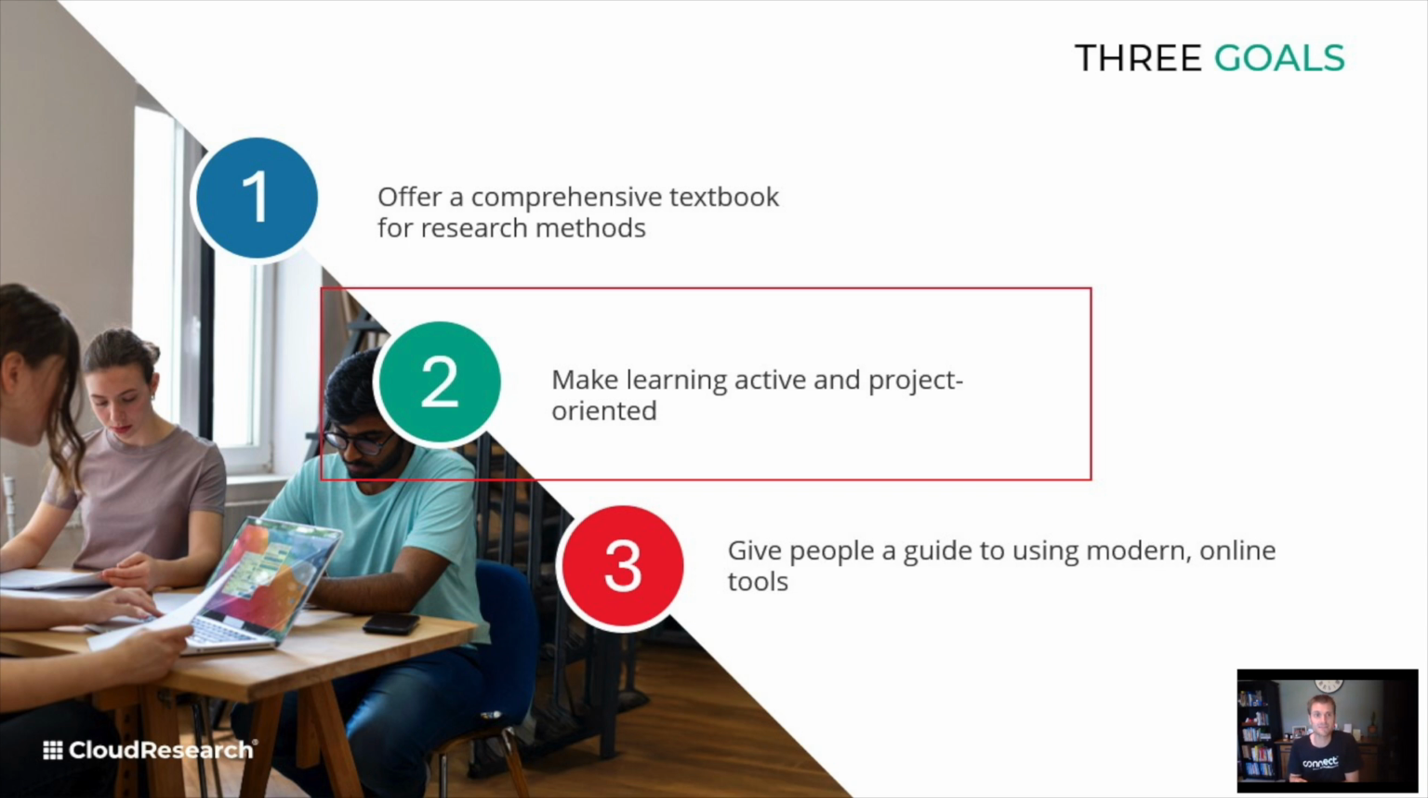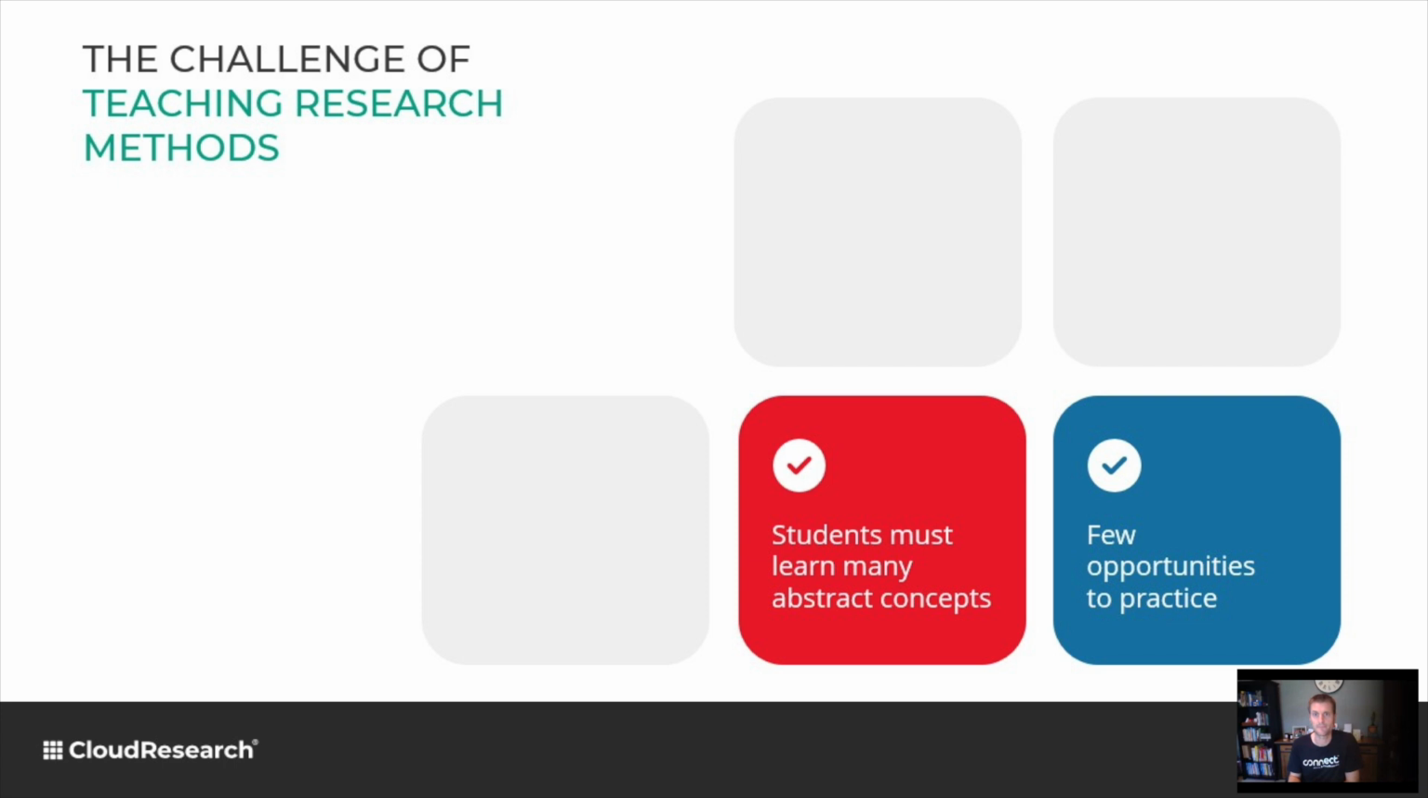The second goal is to make learning about research methods both active and project-oriented. So we realize that no matter how well written a textbook is, writing alone will not make a course like research methods your students' favorite subjects. And research methods often faces a couple of additional challenges. First, students must learn many abstract concepts. These can often feel dry and disconnected from the practical, real-world things that maybe interested students in a discipline like psychology or behavioral science in the first place.